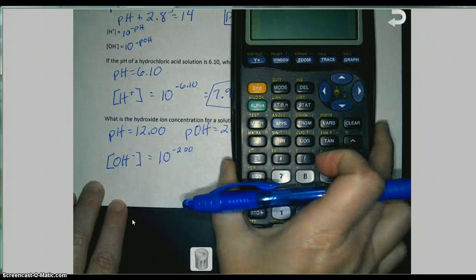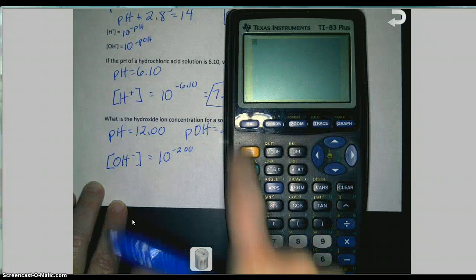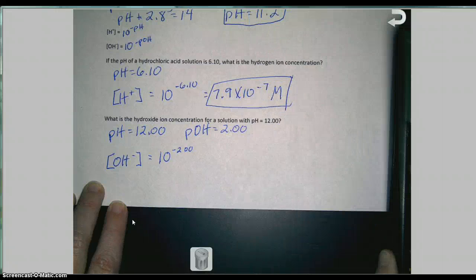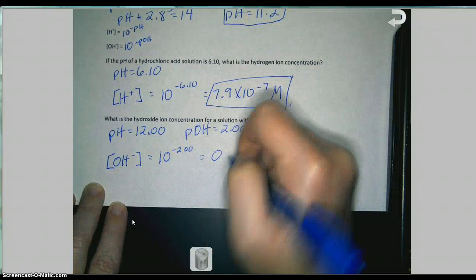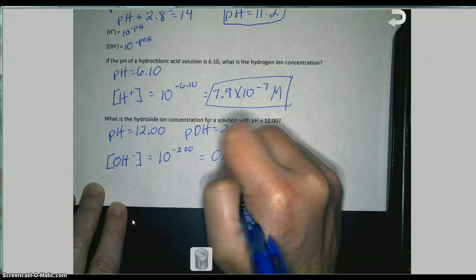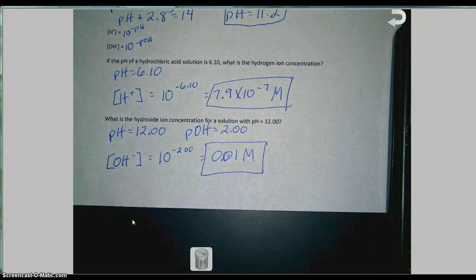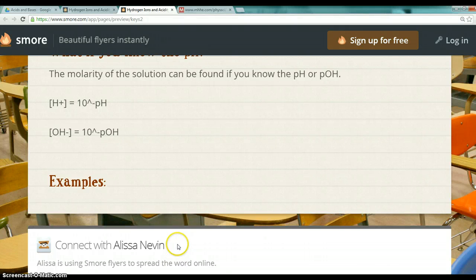So in our calculator, second log negative 2.00 equals 0.01. So our hydroxide concentration is 0.01 molar. Okay, there we go. So those are the ways that you can do calculations with pH that will tell you how acidic or basic a solution is.